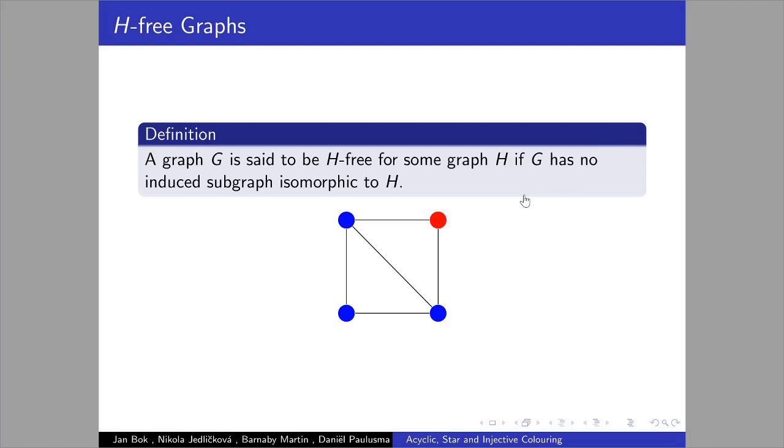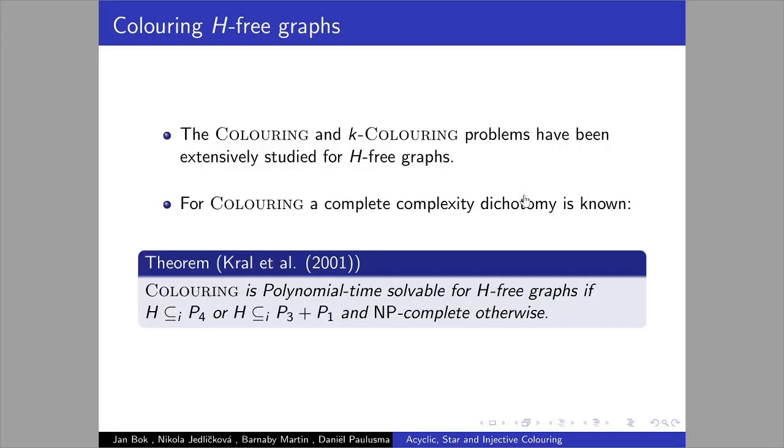H-free graphs. A graph is said to be H-free for some H if it has no induced subgraph isomorphic to H. So this diamond has a triangle as an induced subgraph in the blue vertices, but although it has C4 as a subgraph, it doesn't have C4 as an induced subgraph, so it's C4-free.